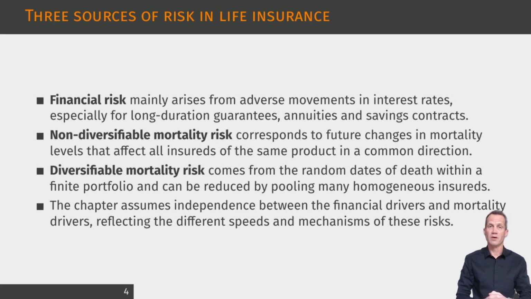The third source is diversifiable mortality risk. Even under a known mortality law, the actual deaths in a finite portfolio occur randomly. Pooling many homogeneous insureds reduces this component through the law of large numbers. The chapter assumes independence between financial and mortality drivers. This is a simplification, but it is reasonable because mortality trends usually evolve much more slowly than financial markets.